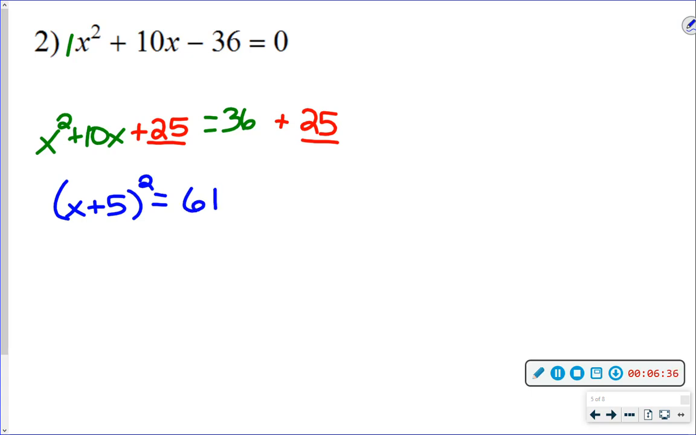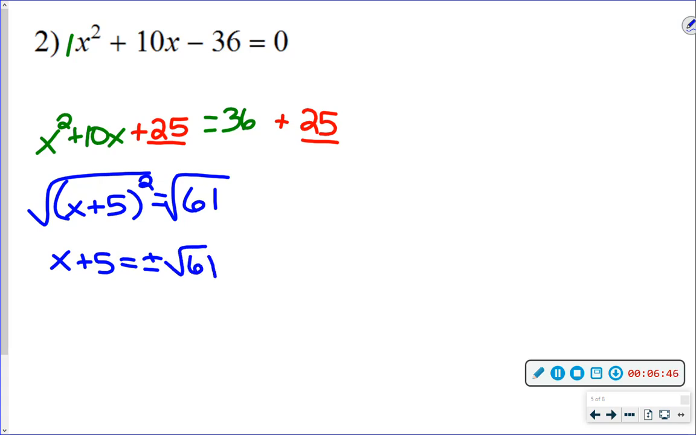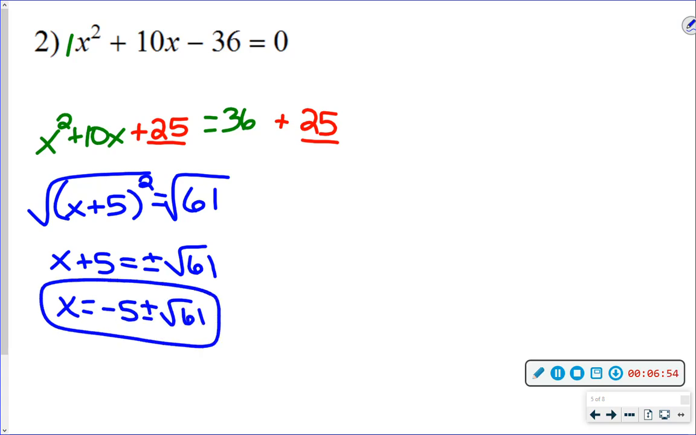Now, 2 steps to get x. I'm going to cancel squaring with the root. I'm going to remember my plus or minus. 2 answers. And then, of course, I'm going to subtract 5 off. Got it. Questions I can answer on this one for you, anybody? Does this seem familiar? Did you do this last year? I'm assuming you did, yes, right? Yeah, that's a good assumption.